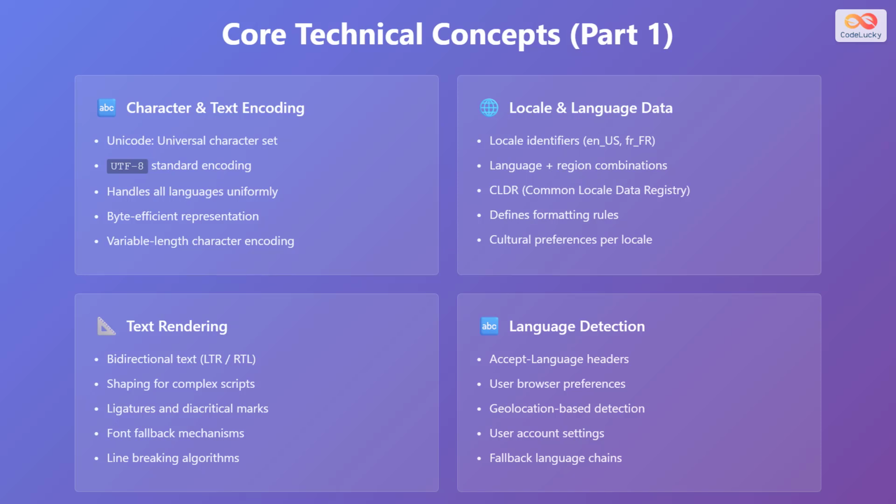Second, locale and language data. Locales are identified by language and region combinations, like en_US for English in the United States or fr_FR for French in France. The Common Locale Data Repository, or CLDR, defines formatting rules and cultural preferences for each locale. Finally, text rendering involves handling bidirectional text for languages like Arabic and Hebrew, shaping complex scripts like Devanagari, and managing font fallback mechanisms when characters aren't available in the primary font.